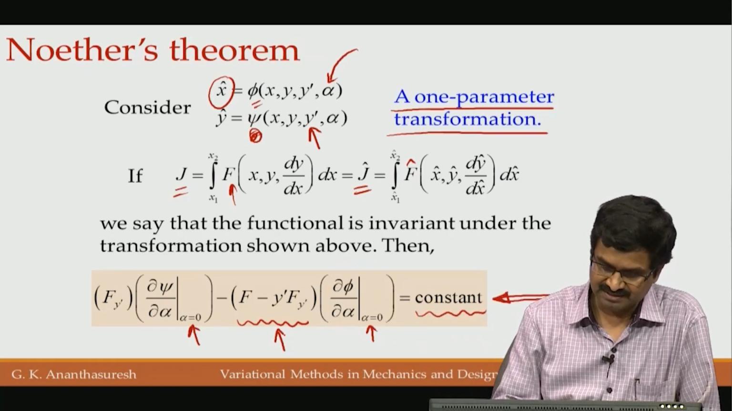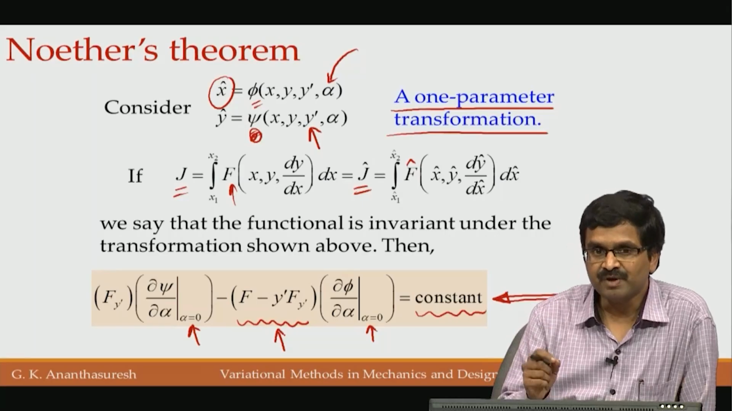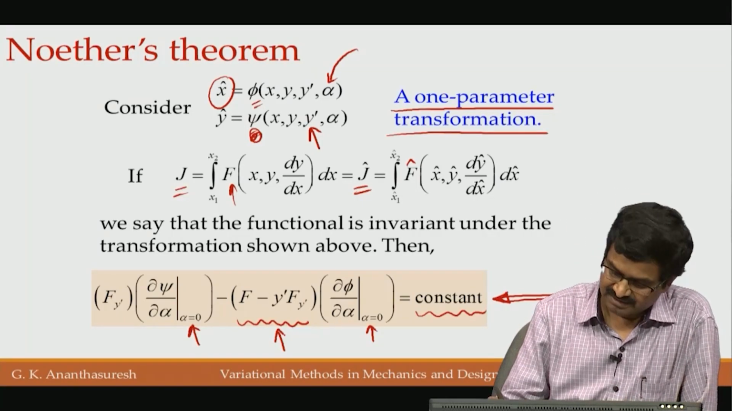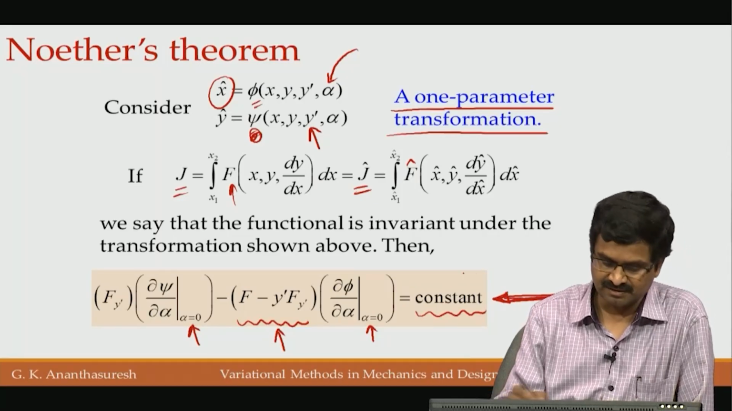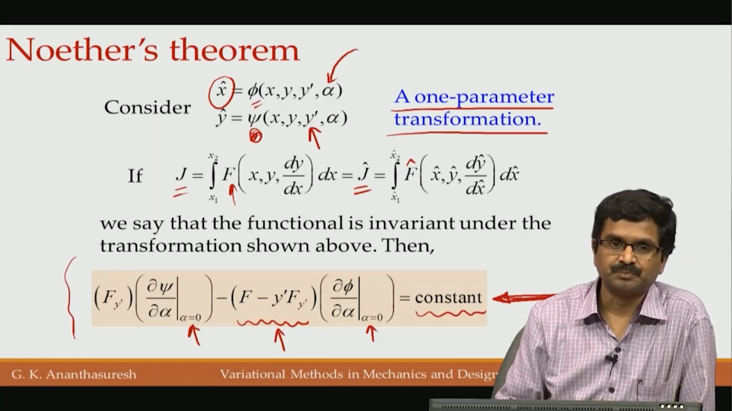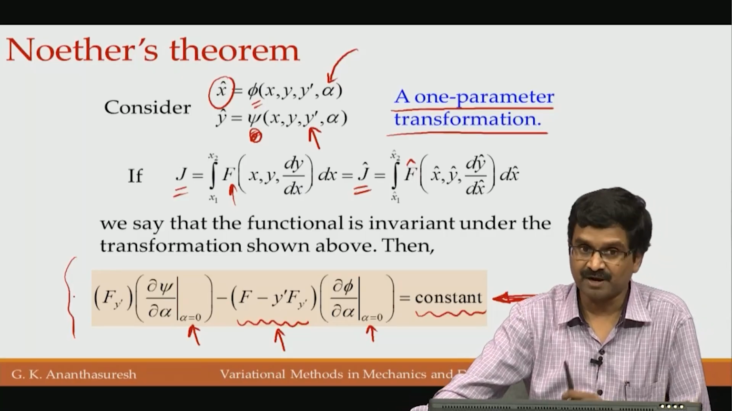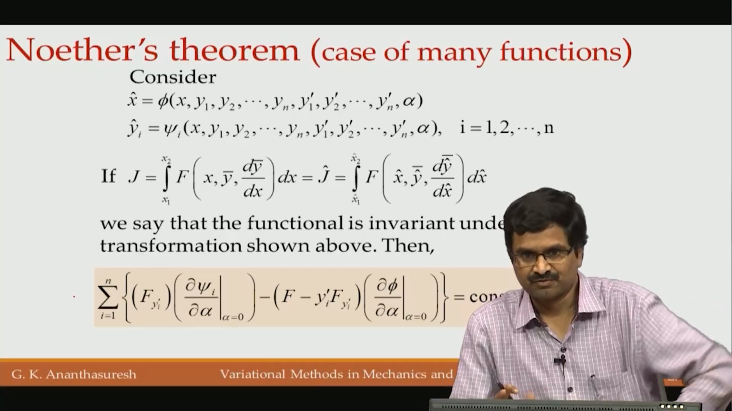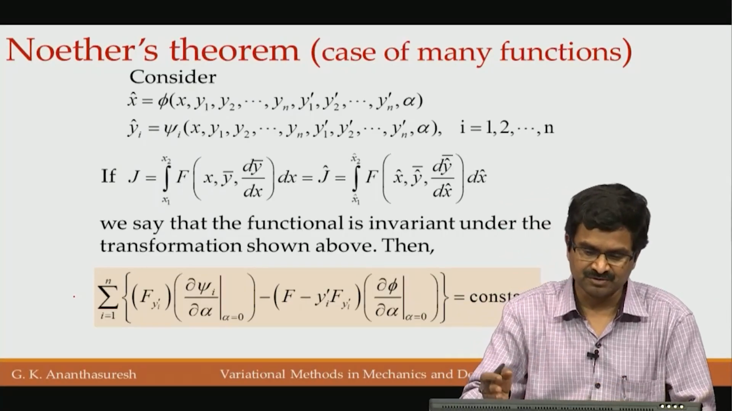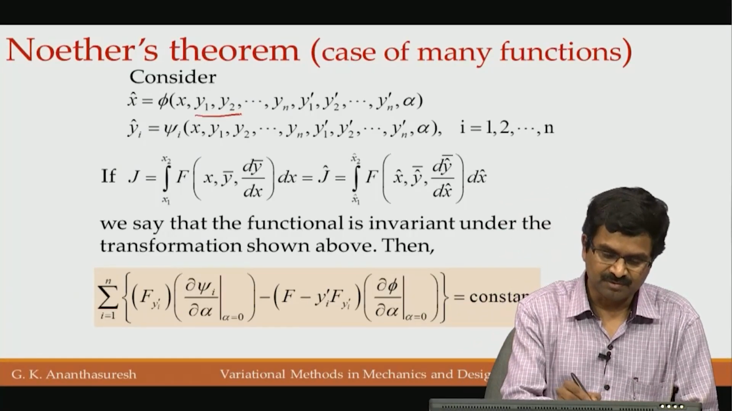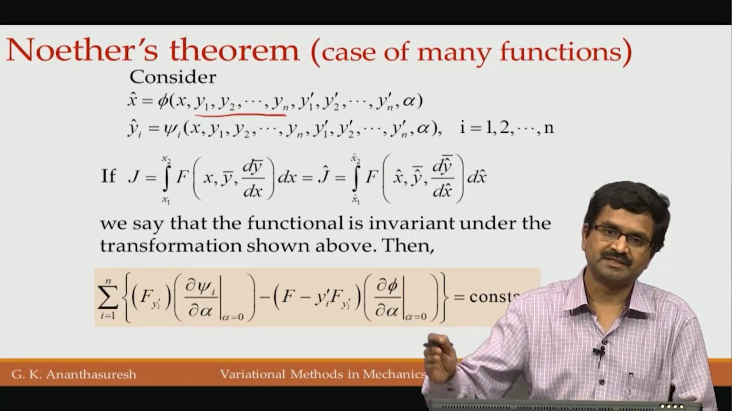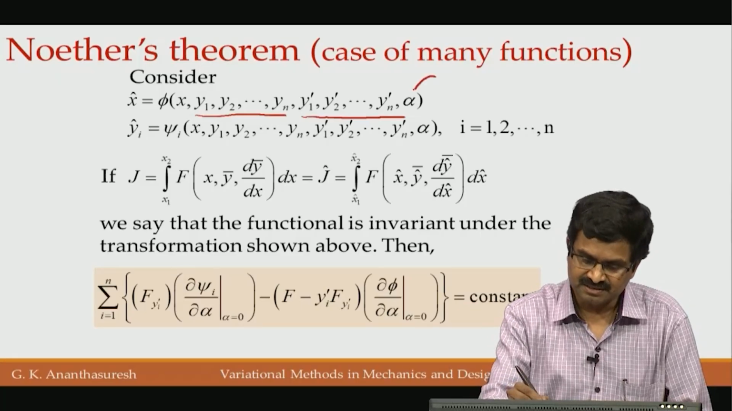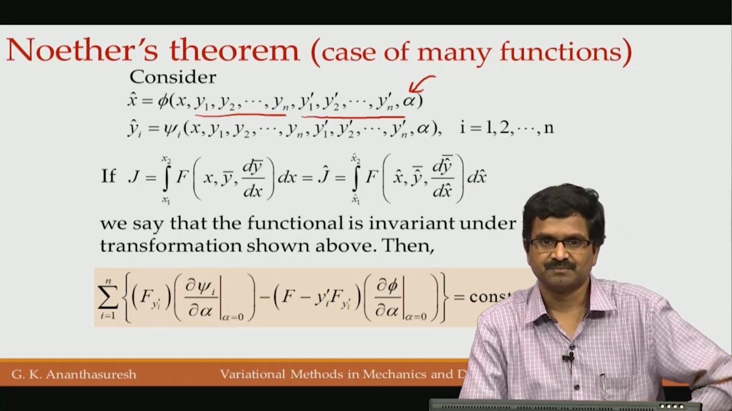But what the theorem is saying is that when a functional is invariant under a particular transformation that is given to you, then this particular thing is true, where this is a one parameter transformation, right. What if you have many functions? That is what we normally do, we extend to multiple derivatives, we are not doing that yet. What if you have multiple functions y1, y2, y3 up to yn, and then y1 prime, y2 prime up to yn prime, still single alpha, one parameter.